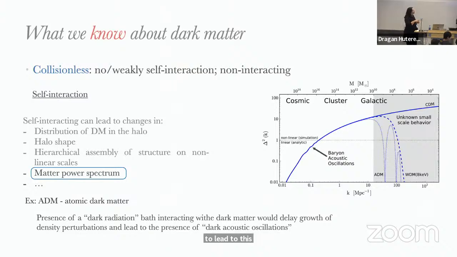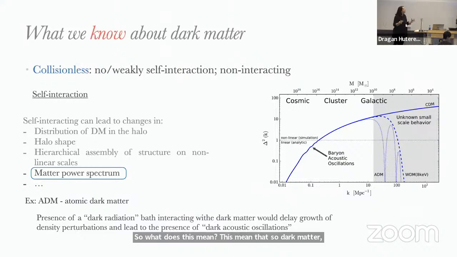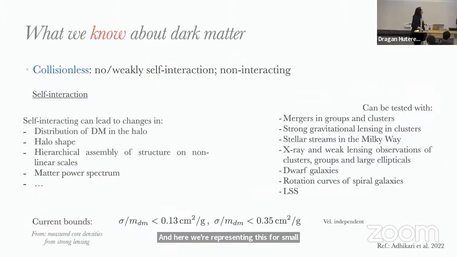So if I have this self-interaction happening in dark matter, the presence of this self-interaction is going to lead to these dark acoustic oscillations. So what does this mean? This means that dark matter now is going to interact with itself. So when you're having the baryon acoustic oscillations, dark matter is also going to follow that very strongly. And here we're representing this for small scales, but basically that is what will happen. And this puts a strong bound on the self-interaction of dark matter.